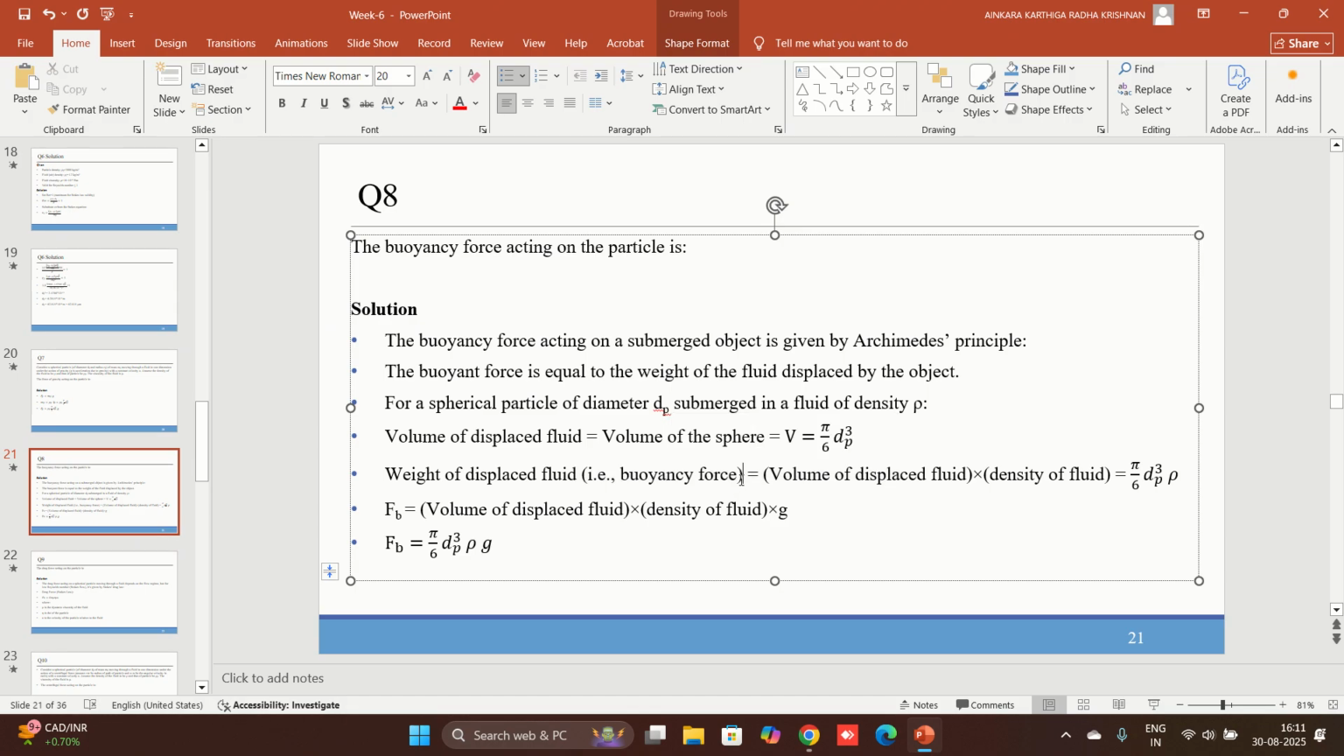Okay, this is not weight actually, here it is mass. Weight is this mass into g. So the weight of displaced fluid is given by the buoyancy force. That buoyancy force is equal to volume of displaced fluid into density of fluid into g, and it is finally equal to pi by 6 dp cube rho into g. So I hope you understood this question.